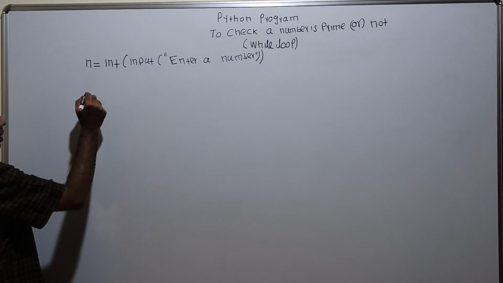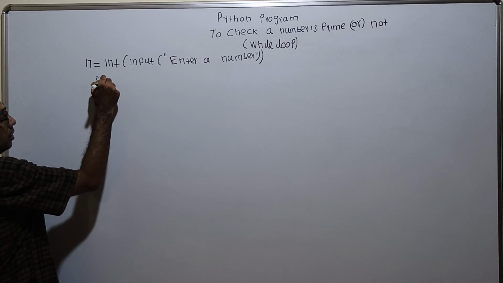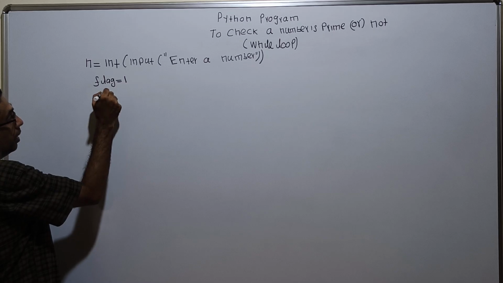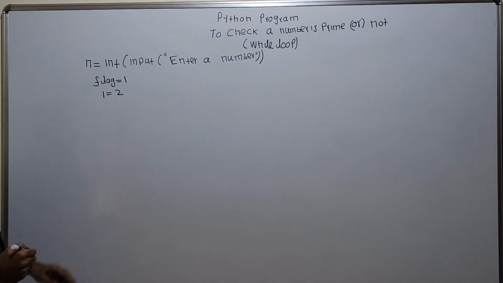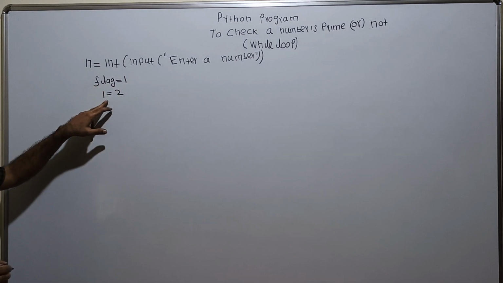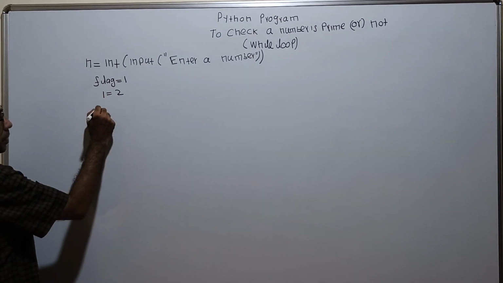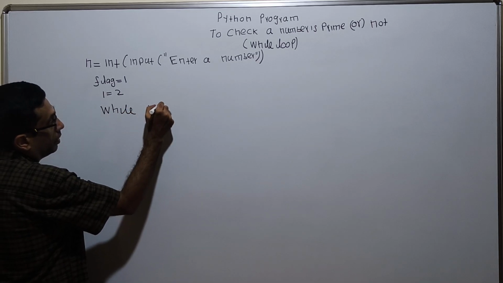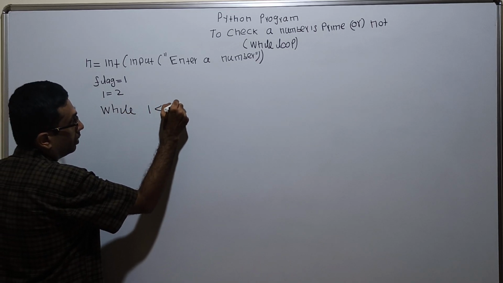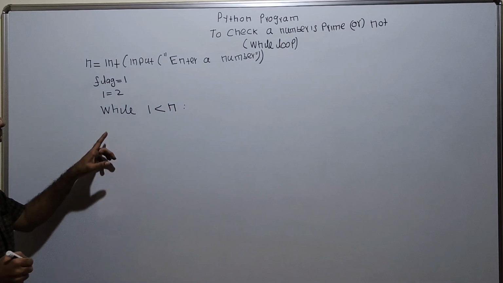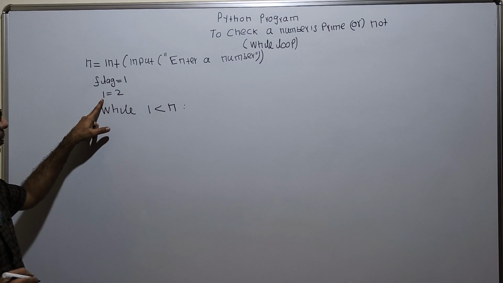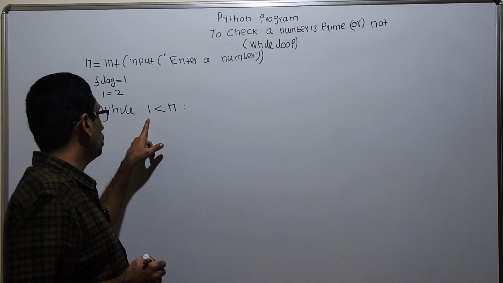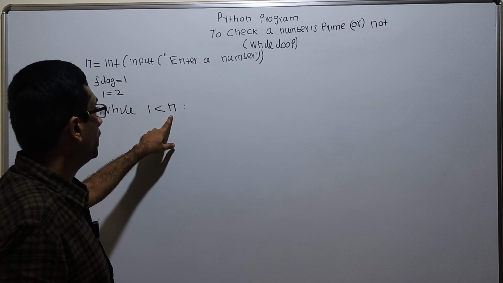Now I am initializing a variable flag equal to 1 and i equal to 2. I am writing a loop statement: while i less than n colon. So i equal to 2, the loop will go from 2 while i is less than n. That means up to n minus 1.